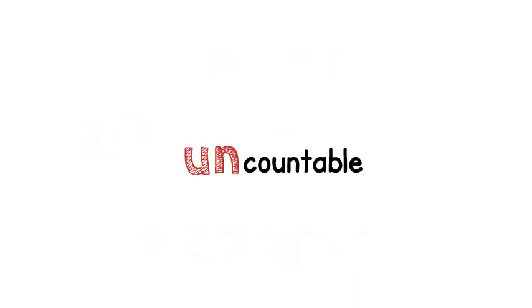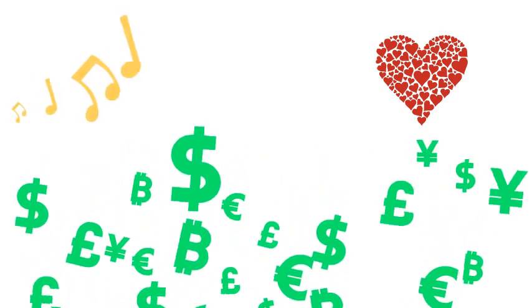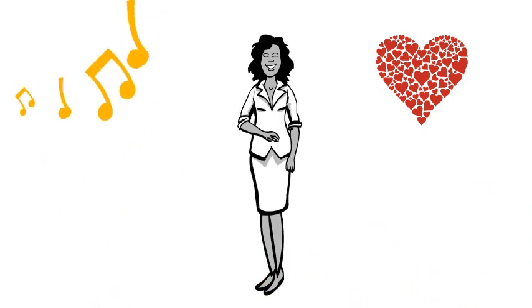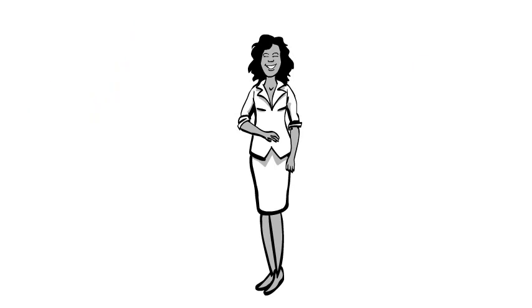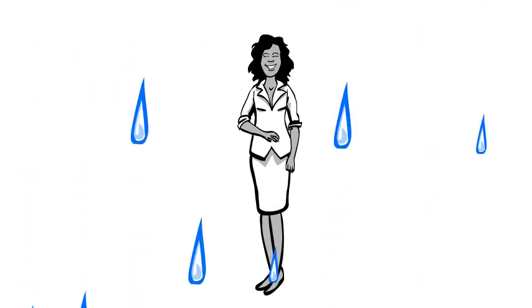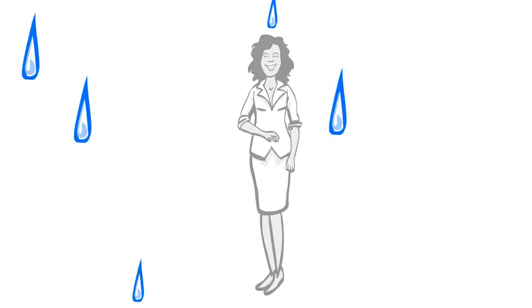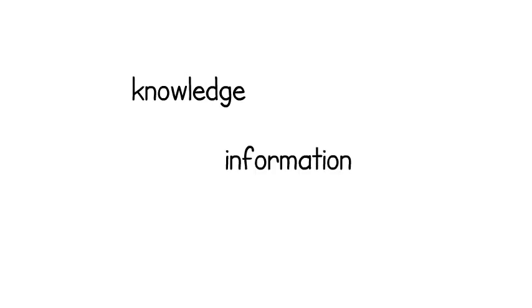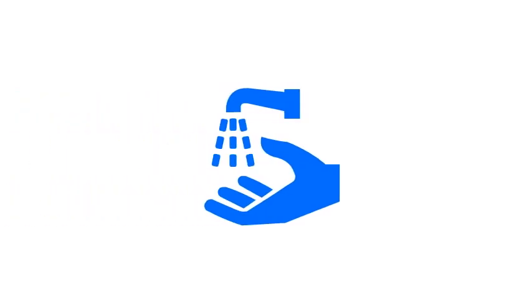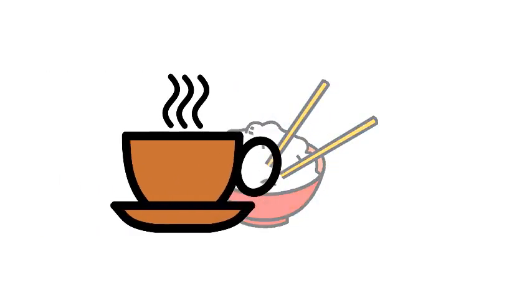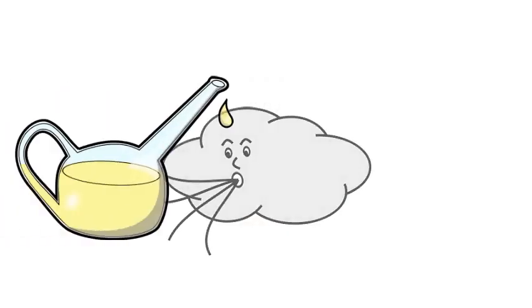Uncountable nouns often refer to abstract concepts, such as love, wealth, music, and hunger. Uncountable nouns also refer to things that are made up of parts too numerous or small to count. Academic examples of uncountable nouns include knowledge, information, and evidence. Everyday examples are water, rice, coffee, air, oil, and music.